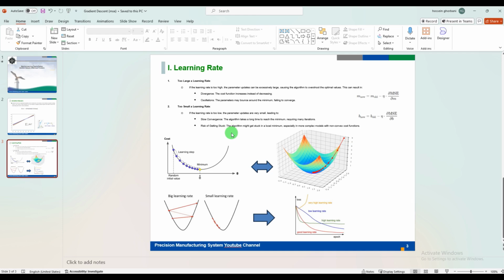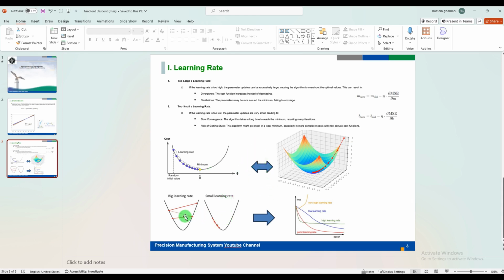So it's so important to find the optimum learning rate. The learning rate is a crucial hyperparameter in the gradient descent algorithm, dictating the step size. This is our step size in each iteration while moving toward a minimum of the cost function. Understanding and tuning the learning rate is essential for efficient and effective model training.